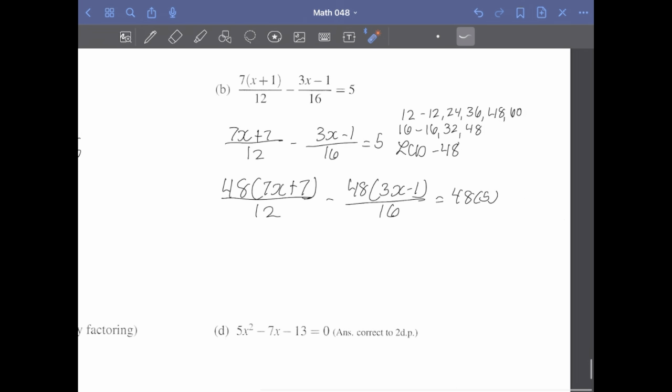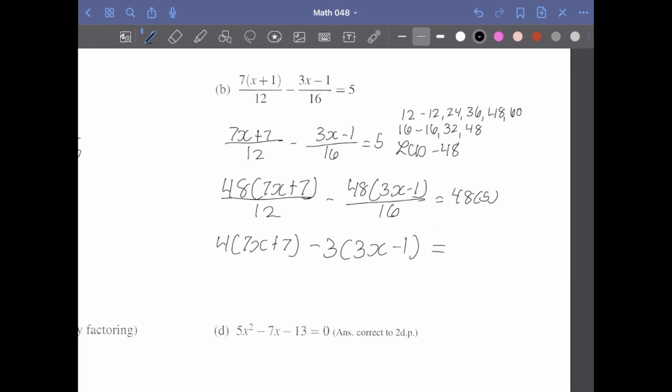Now you see 48 can go into both 12 and 16. So how many times can 48 go into 12? 1, 2, 3, 4. So 48 divides into 12 4 times. So we're going to have 4(7x + 7). How many times can 48 divide into 16? 1, 2, 3. So minus 3(3x - 1).